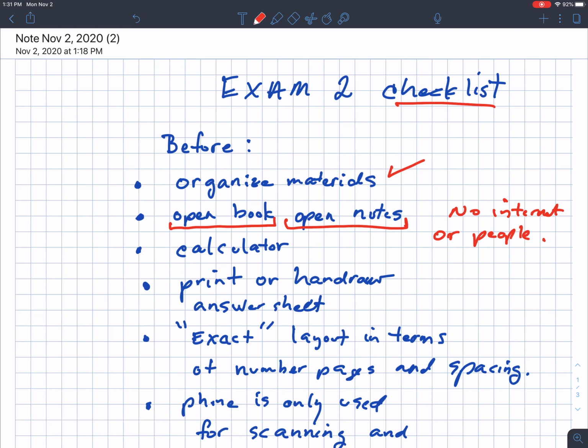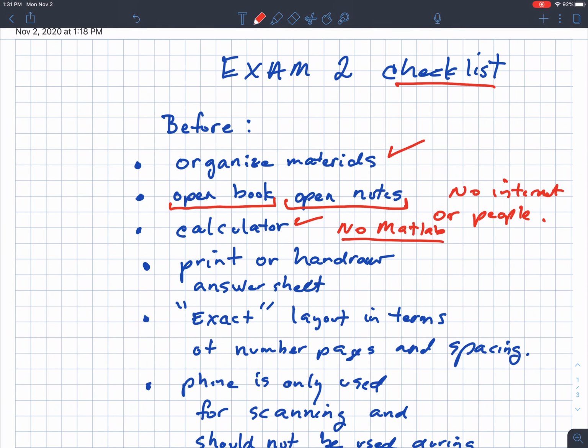Okay, so next, you get to use a calculator. No MATLAB, though. In general, I don't expect large systems of equations, like if you had 3 equations, 3 unknowns, I wouldn't expect you to solve that on an hour-long exam. Okay?